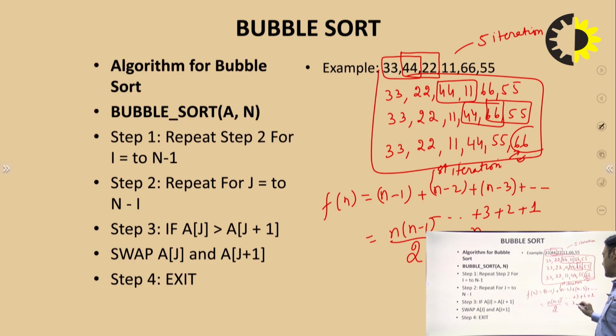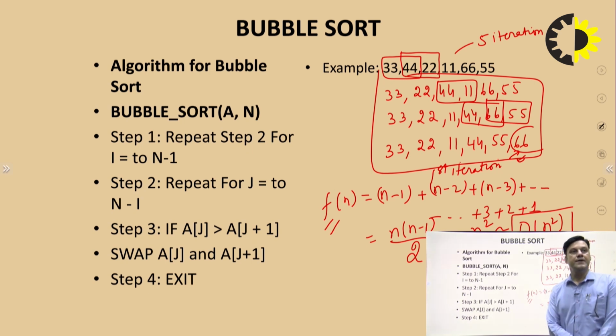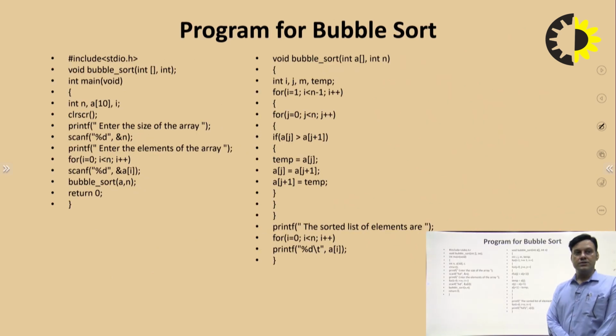It is n square. So the worst case complexity of bubble sort and selection sort comes out to be big O n square, right? Same. So this is the program of bubble sort. Here also we are using 2 for loops.